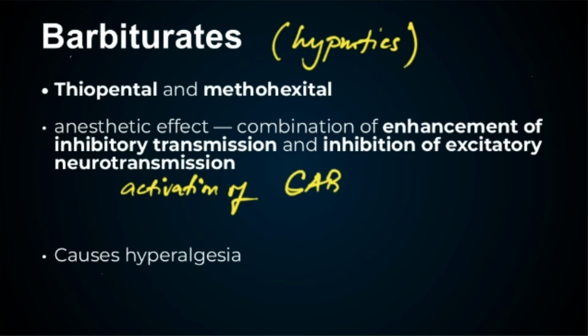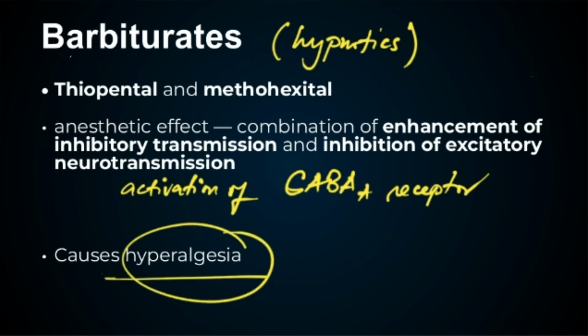So these barbiturates produce dose-dependent CNS depression ranging from sedation to general anesthesia when administered as bolus injections. They do not produce analgesia. Instead, some evidence even suggests that they reduce the pain threshold, causing hyperalgesia.